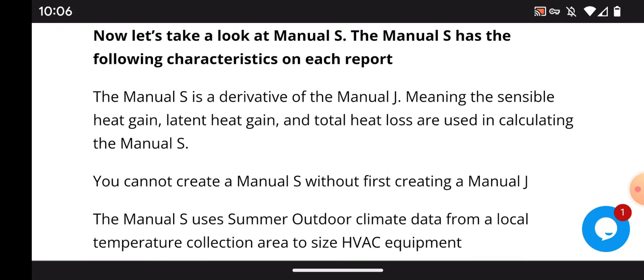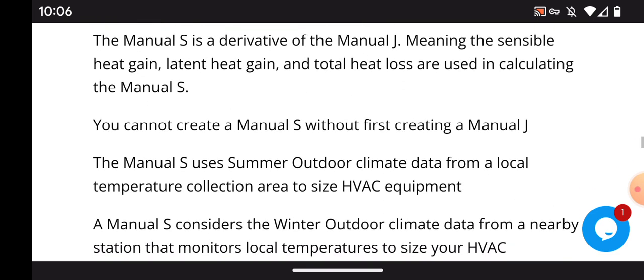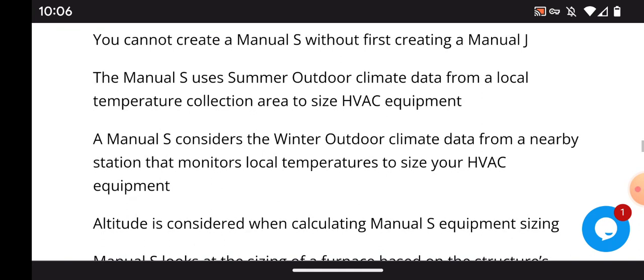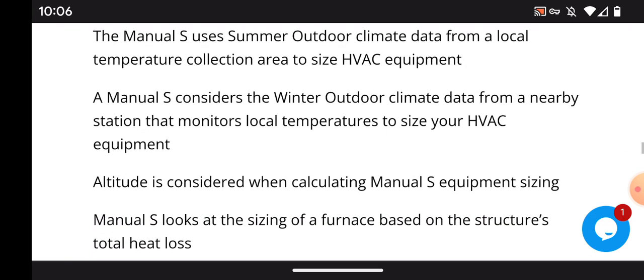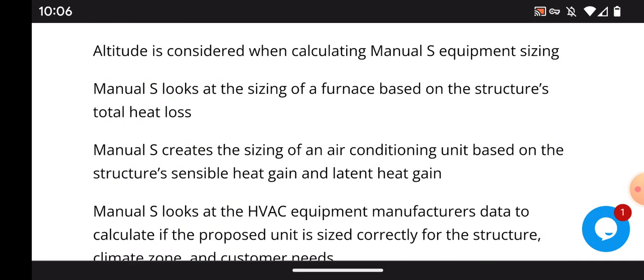Now, let's look at a Manual S. The Manual S has the following characteristics on each report. Manual S is a derivative of the Manual J, meaning the sensible heat gain, latent heat gain, and total heat loss are used in calculating the Manual S. You cannot create a Manual S without first creating a Manual J. The Manual S uses summer outdoor climate data from a local temperature collection area to size the HVAC equipment. Manual S also considers the winter outdoor climate data from a nearby station that monitors local temperatures to size your HVAC equipment. Altitude is considered when calculating Manual S equipment sizing.